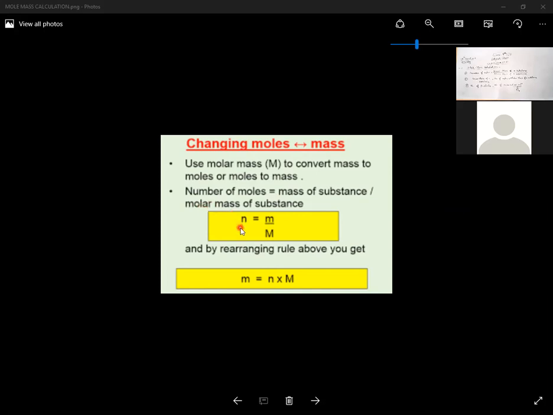So the formula is n, that represents the number of moles, is equal to small m divided by capital M. Small m is the mass of a substance, capital M is the molar mass of the substance. By rearranging, if we find the known mass, then the number of moles is multiplied by the molar mass.